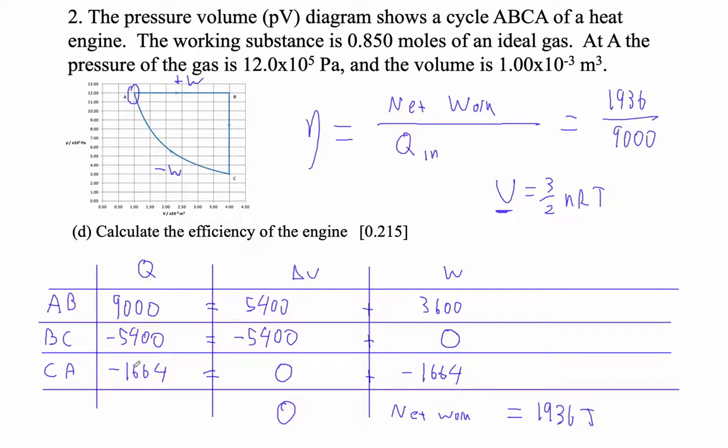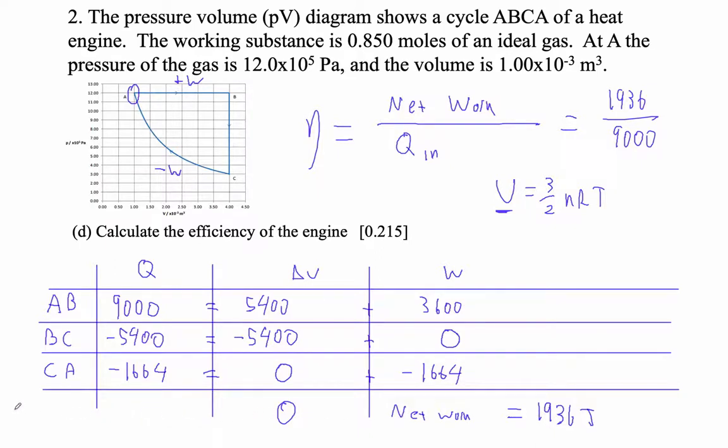Now, by the way, if we add this whole column up, we're going to get the net work, right? Let's just try it. 9,000 minus 5,400 minus 1664. And sure enough, we get the net work. And of course, that must be true. It must be that for a full cycle, the engine must consume heat and put out that same amount of work, right? Otherwise, energy would not be conserved.